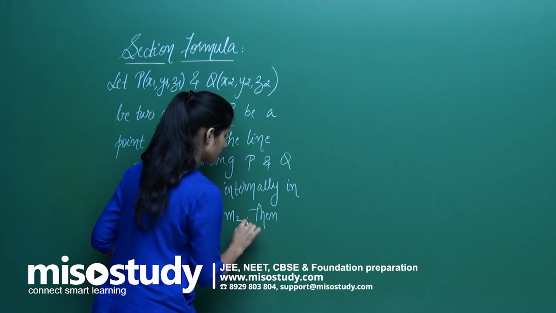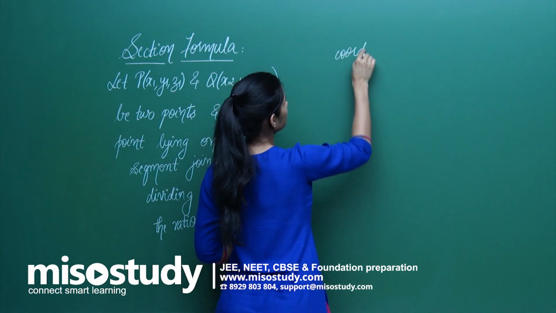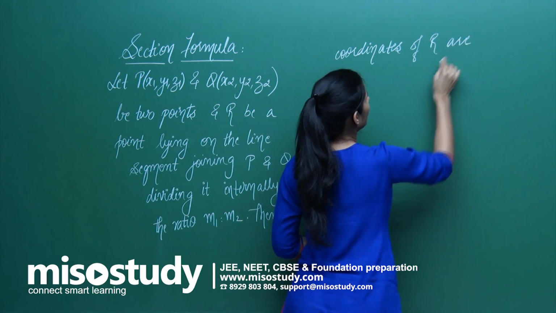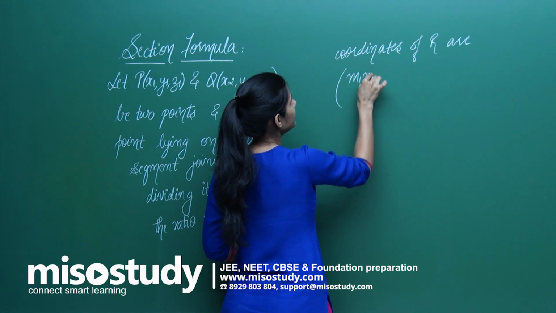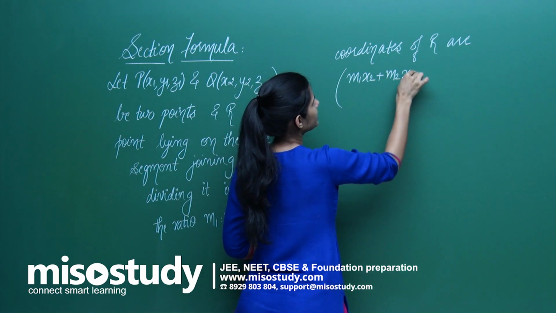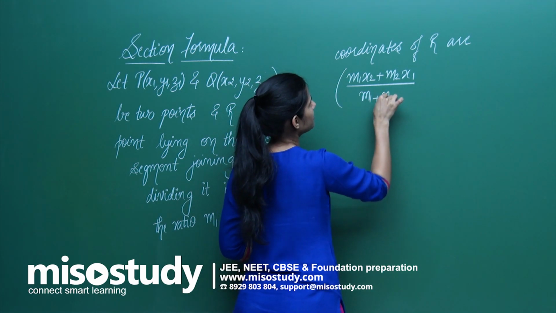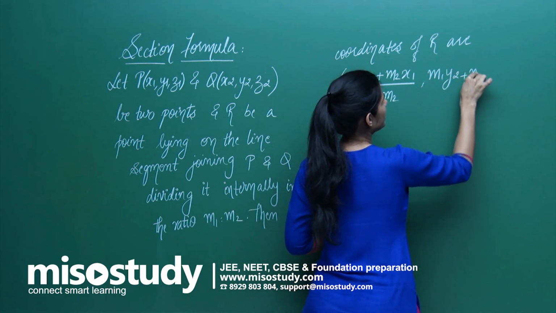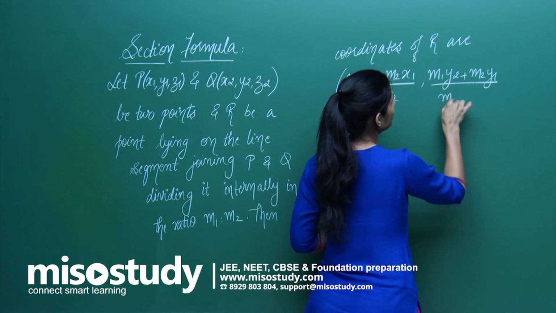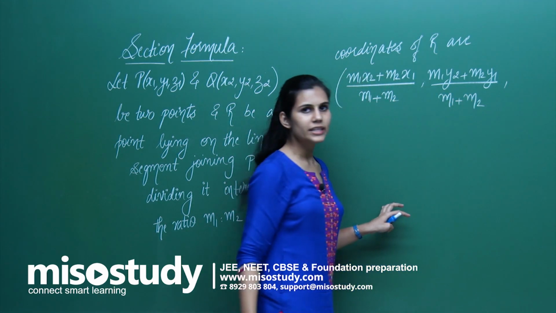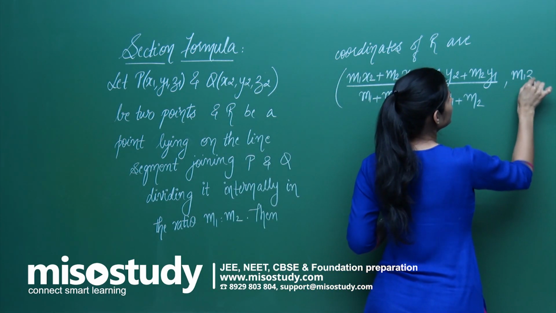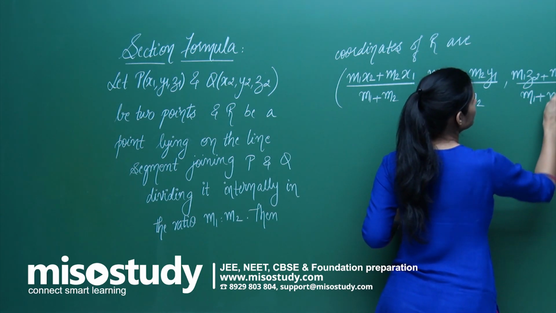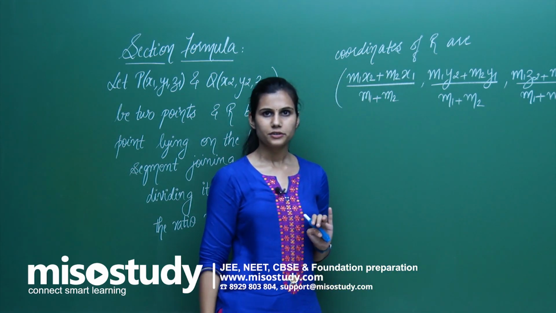Then the coordinates of R are: (M1 x2 plus M2 x1) upon (M1 plus M2), this is the x coordinate of R. (M1 y2 plus M2 y1) upon (M1 plus M2), this is the y coordinate of R. And (M1 z2 plus M2 z1) upon (M1 plus M2), this is the z coordinate of R.